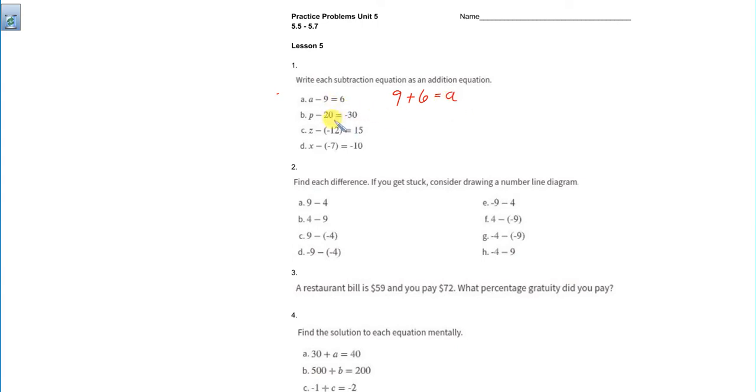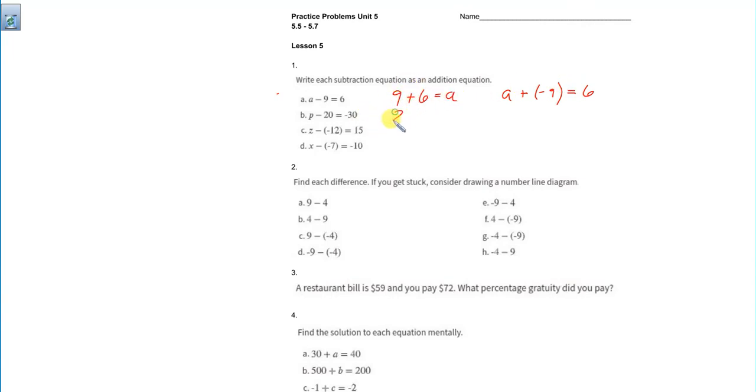So you can always just take your add-in, add it to your answer, and then that will give you what you're asking for here at the end. Another way that you could approach this is to use our add the opposite rule. You could just do A plus negative 9 equals 6, but that's not going to give you what the answer is, but that is another way to write it. I'm probably going to go with the add-in way here.